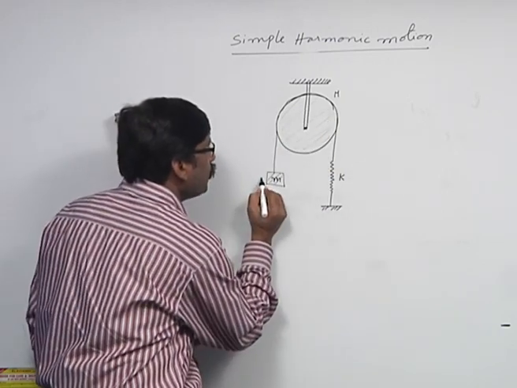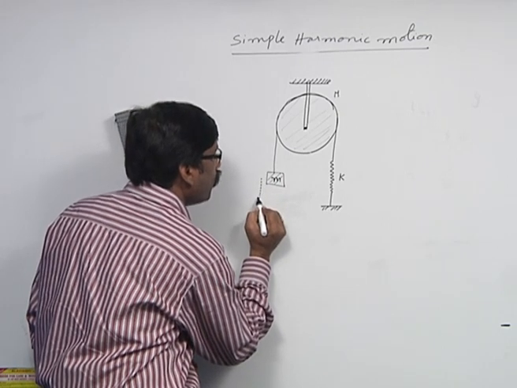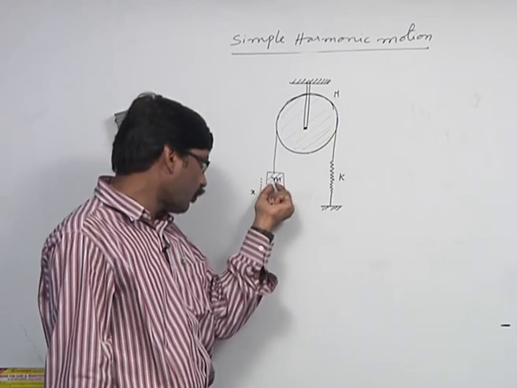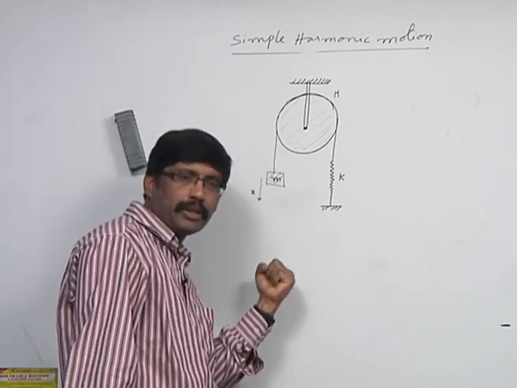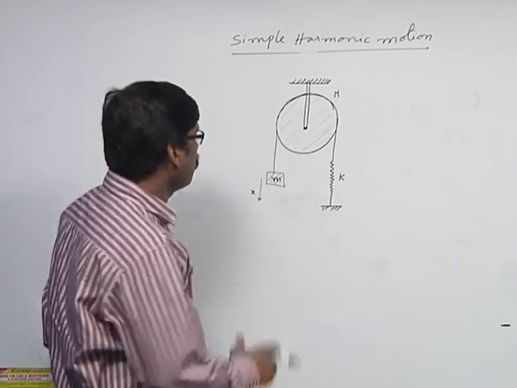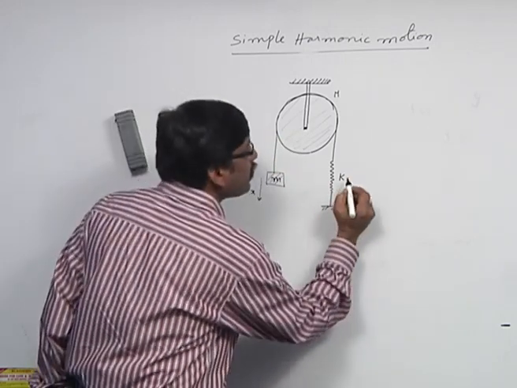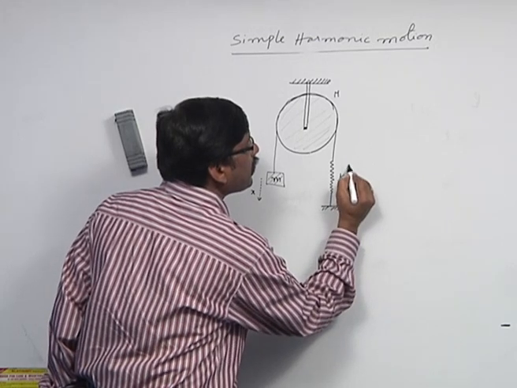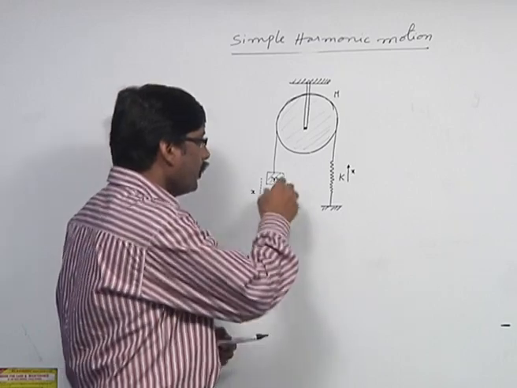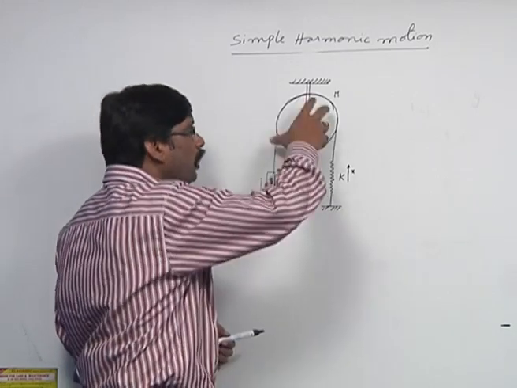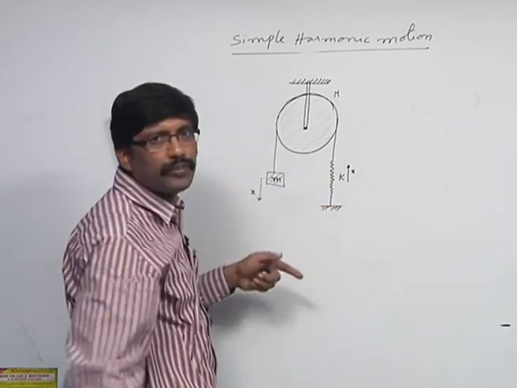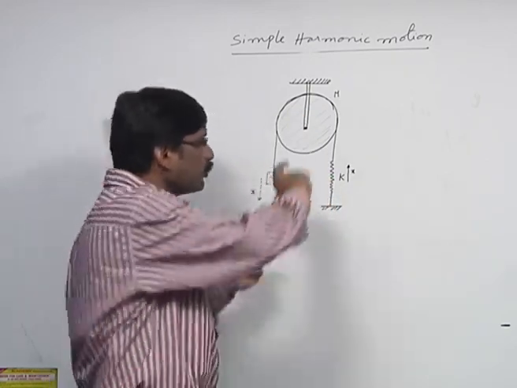Now, give a small displacement x down and leave it, then the total system executes SHM. If it moves by x, the extension of the spring is x. Now, when it is moving down, it also rotates. Let us find out what is the frequency of the oscillation of the system.